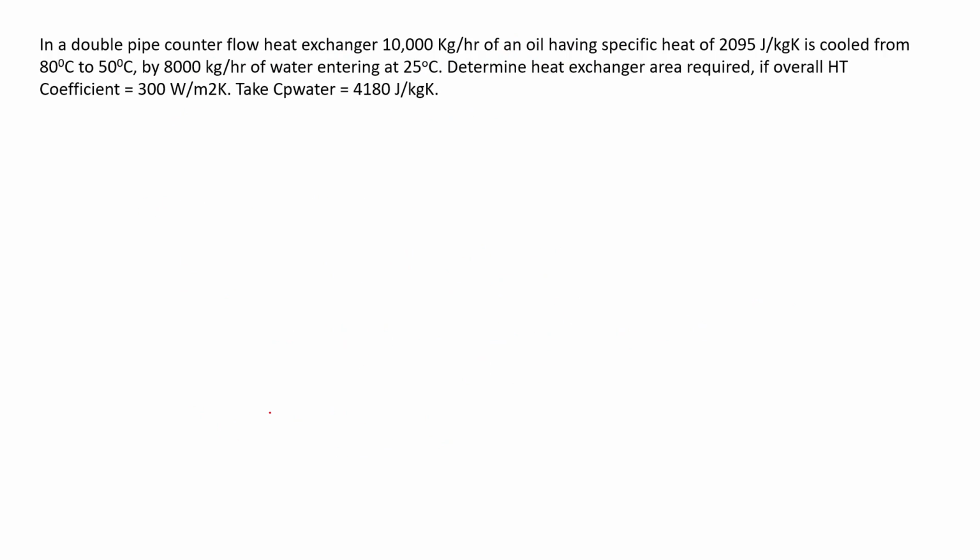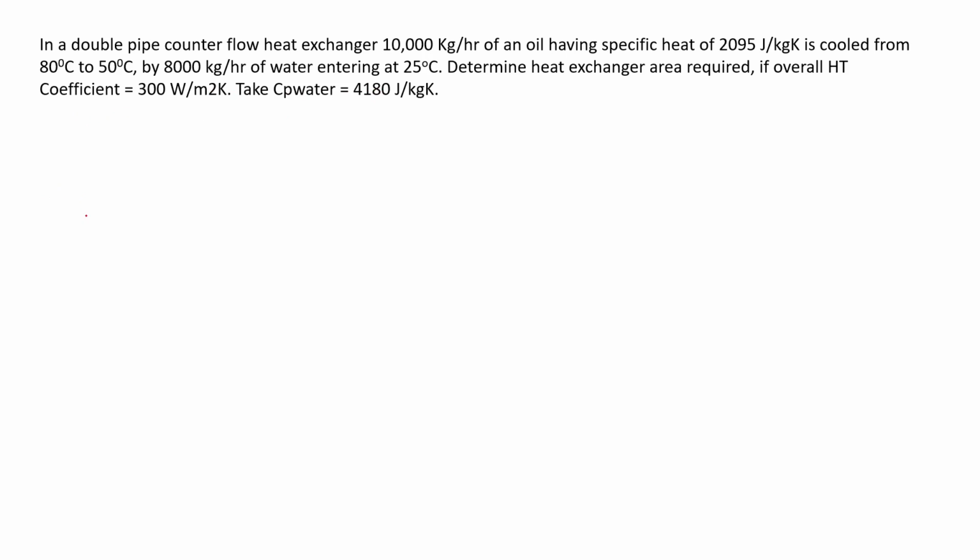Okay, now we will move to the next question. It's a very important question. In a double pipe counterflow heat exchanger, 10,000 kilogram per hour of an oil having specific heat of 2095 joule per kilogram Kelvin is cooled from 80 degrees Celsius to 50 degrees Celsius by 8,000 kilogram per hour of water entering at 25 degrees Celsius. Determine the heat exchange area required if the overall heat transfer coefficient is 300 watt per meter square Kelvin. Take the Cp value of water also given, that is 4180 joule per kilogram Kelvin.